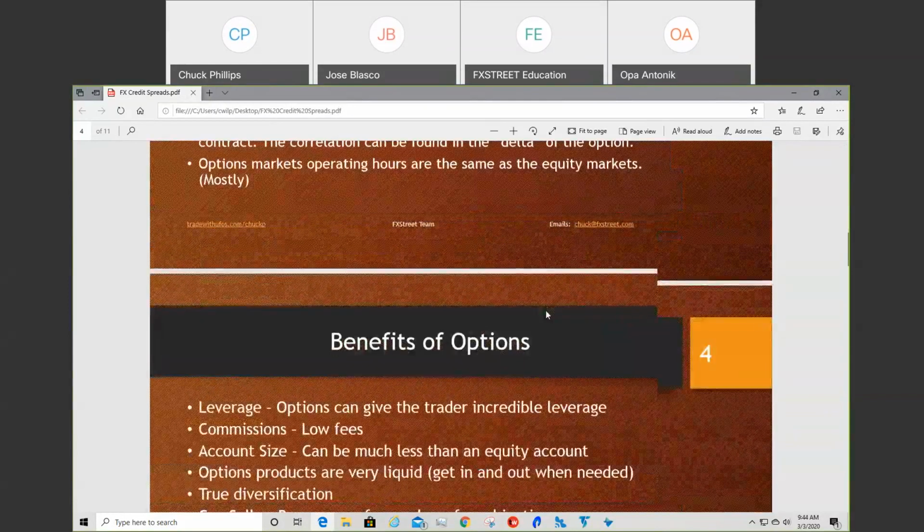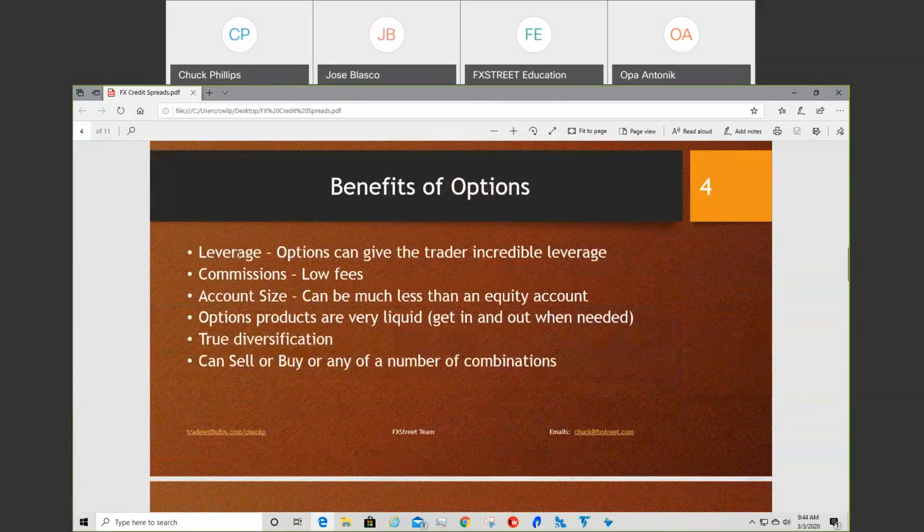So the benefits, again, it's leverage. Tesla's going for about $800 right now. To buy 100 shares of Tesla costs you $80,000. Depending on the strike and the expiration, it's going to cost you maybe $5,000 to get into that and control 100 shares. So it has leverage.